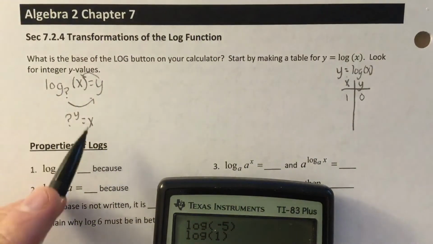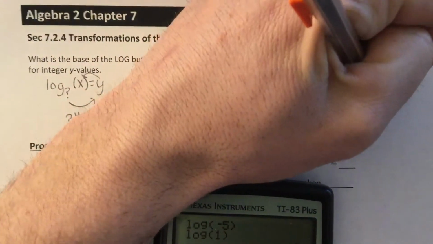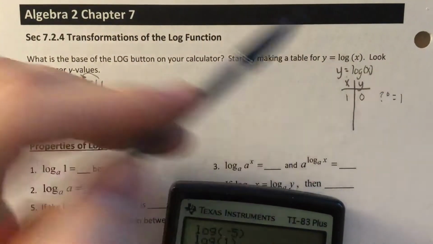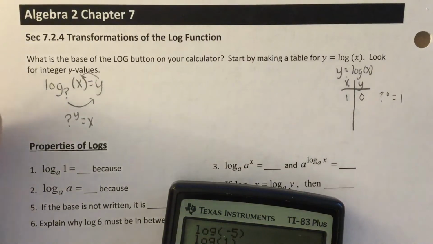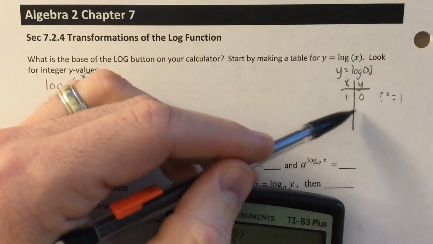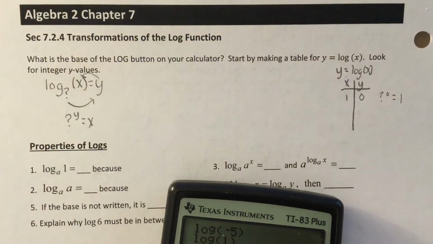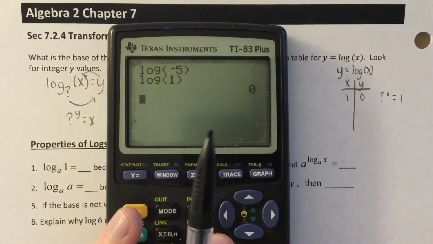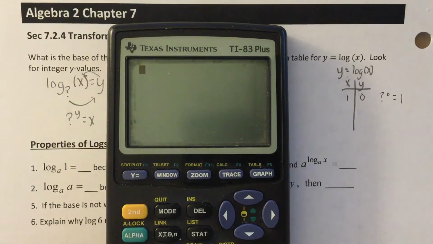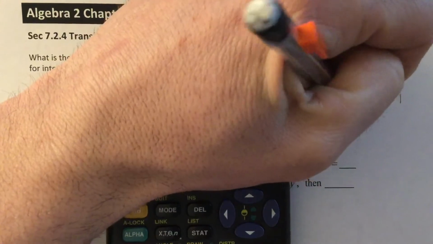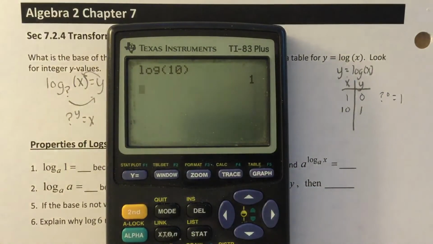When I would write this in exponential form, though, I'd have question mark to the 0 equals 1. Well, that doesn't really help because anything to the 0 power is 1. So what I want you to do is take a moment, see if you can plug other numbers in for x and see what the next integer y value you can get out is. All right, so hopefully you found that the next integer y value would have been 10. When you plug 10 in, you get 1. Can you find another one?